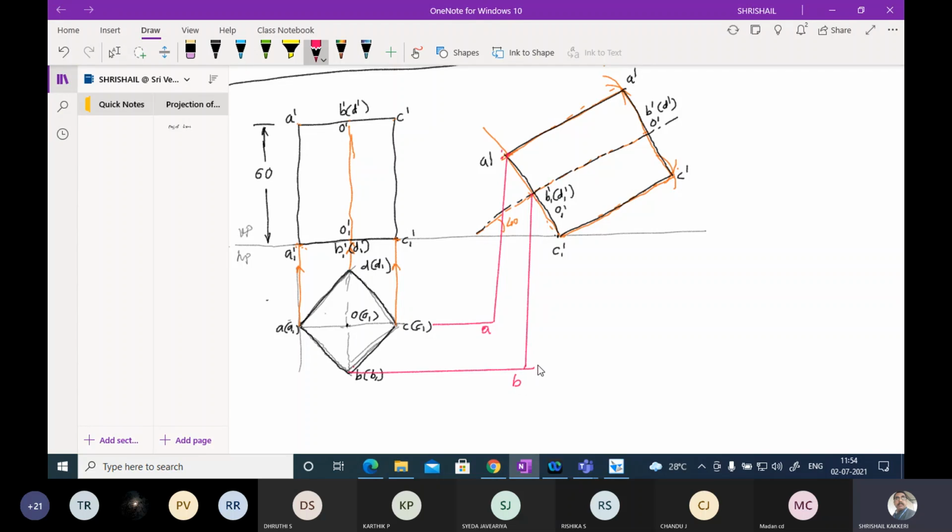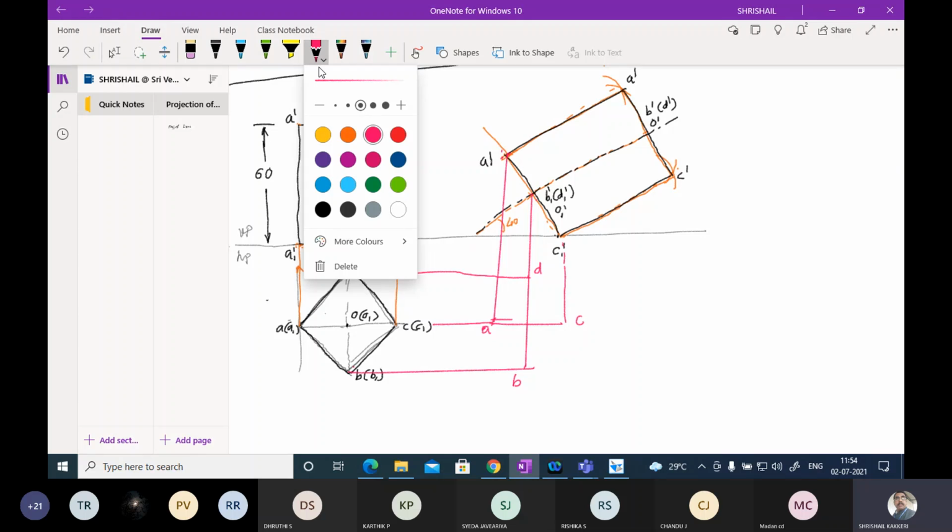And similarly, for C, what I am doing is I am going to extend on the same line C, and extend this from here. This will form point C. Similarly, the base D, this will be D. Okay? This is point D.